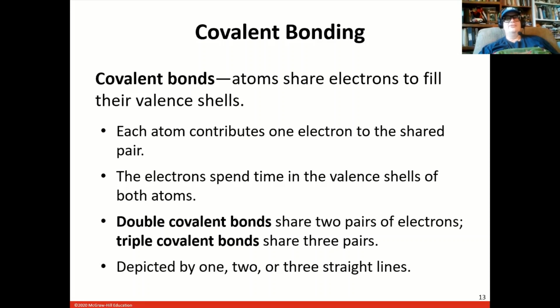In reality, what happens is the electrons are going around this one, around this one, around this one. They can't move apart anymore. All right.